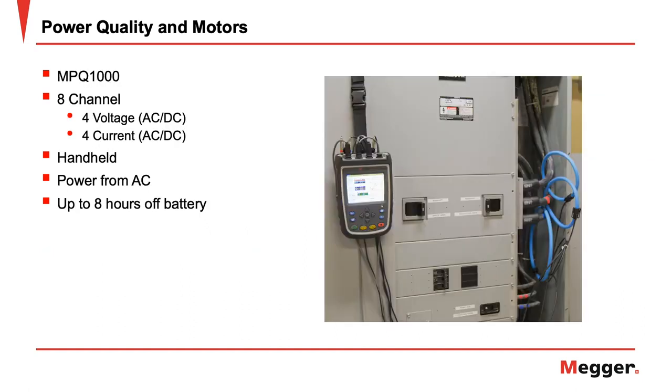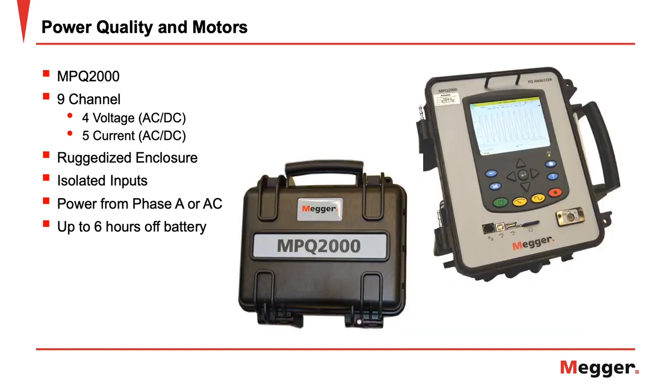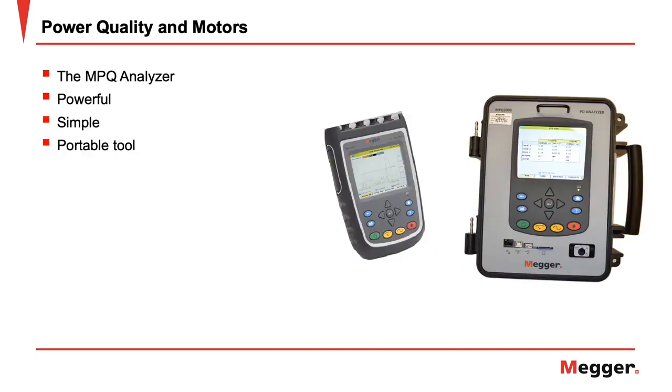The MPQ 1000 is an 8-channel model which records 4 voltages AC or DC, 4 currents AC or DC. It's a handheld unit powered from an AC outlet or up to 8 hours off a battery. The MPQ 2000 is a 9-channel device that records 4 voltages AC or DC, 5 currents AC or DC, is enclosed in a ruggedized enclosure with isolated inputs, and is powered from phase A or AC or up to 6 hours off a battery. The MPQ analyzers are powerful, simple, portable tools for analyzing power quality and motors.